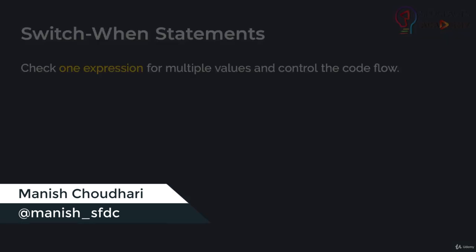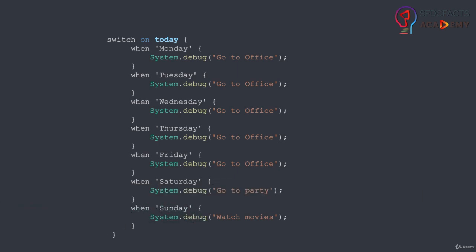Just to give an example, this is how a switch when statement looks like. Here I'm checking on a variable called today, and this variable can have multiple values. It can be Monday, Tuesday, Wednesday, or so on. Now we anticipate these values, like this particular variable can have these different values, and then we write our code block for each value that we anticipate, like the way we are doing in this example.